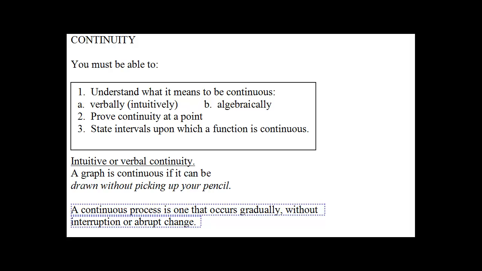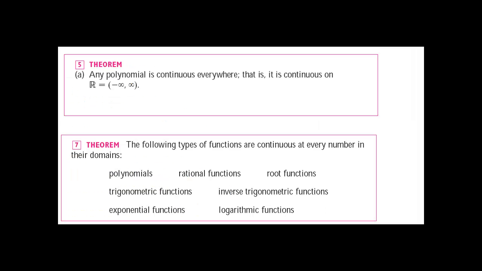This is the second part of a three-part video on continuity. In this video, we will discuss the steps required for full credit to prove a function continuous at a point. Remember, you can't say a function is continuous because it can be drawn without lifting your pencil. We can, however, use the two theorems described here.